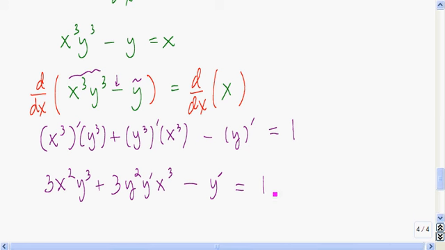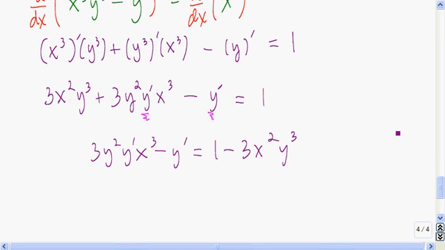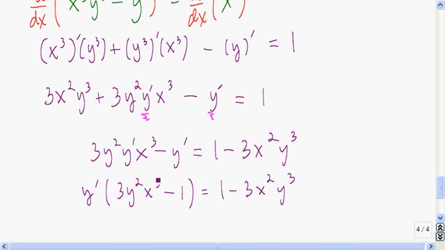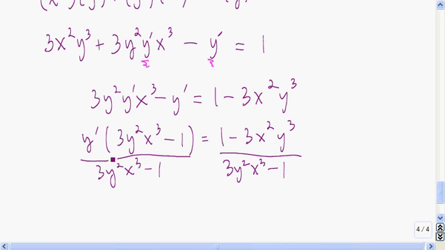Now we need to solve this equation for y prime. We see that there's a y prime there and a y prime there. So we're going to put everything that doesn't have a y prime attached to it on the other side, which means we subtract it from both sides. Next we're going to factor out a y prime on the left-hand side, so we're left with 3y squared x cubed minus 1, and that equals this. The last thing we're going to do is divide both sides by this quantity that's being multiplied by y prime. These two cancel, so we're just left with this for y prime.